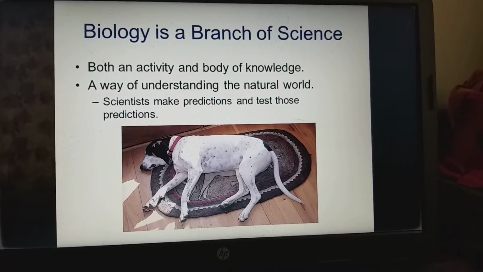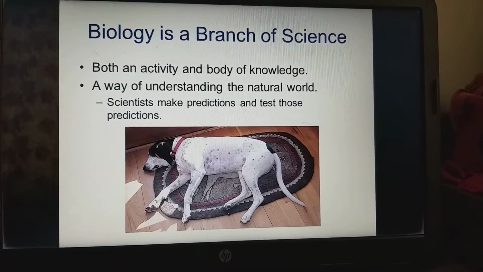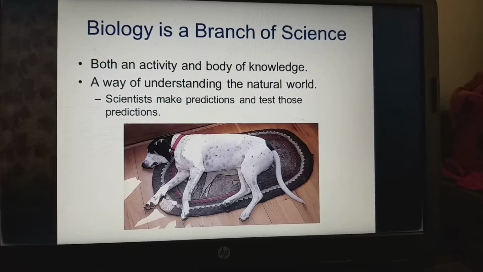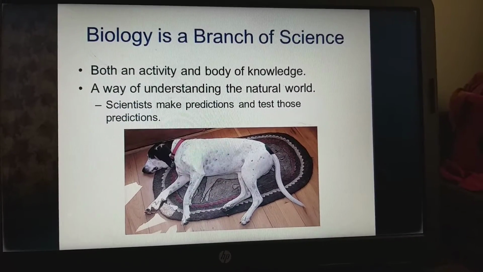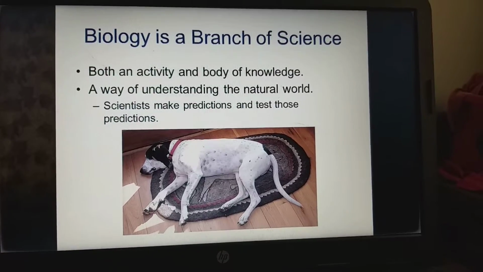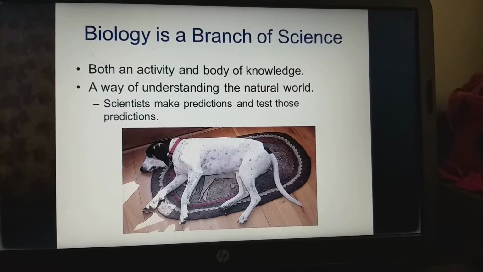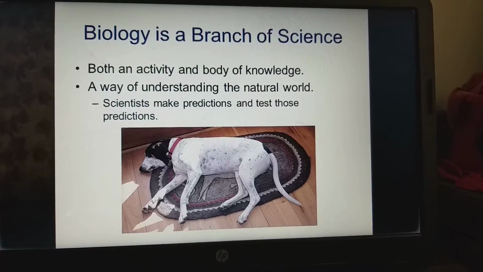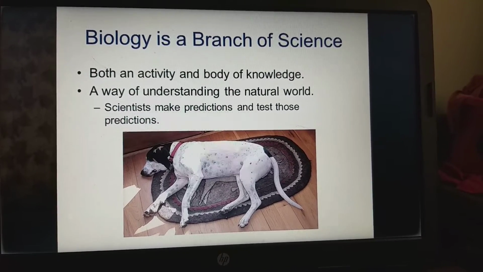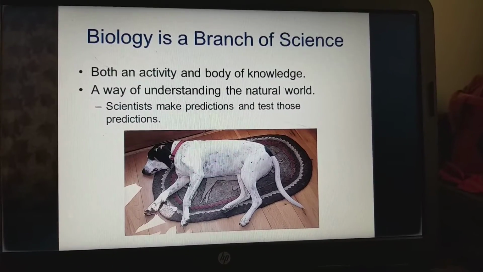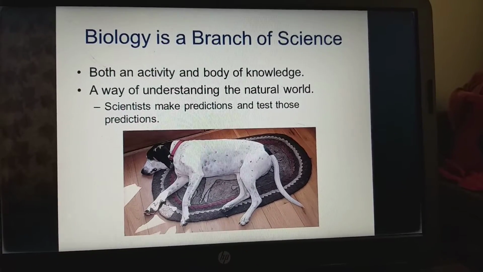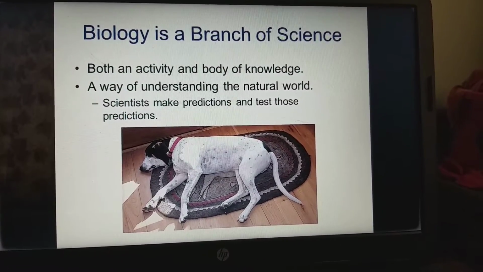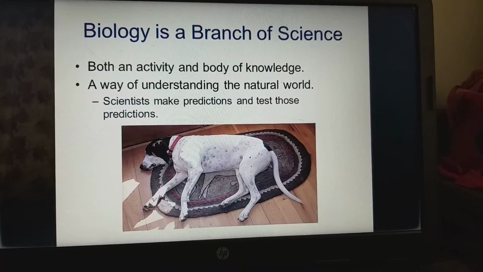Biology is a branch of science, both an activity and a body of language. So we are studying the behavior of the dogs and everything, because from the knowledge of the body and how it is responding. So these are the examples. A way of understanding the natural world. Scientists may predict and test these predictions. For example, I am telling that bacteria will live more in high temperature. So that is my prediction. We have to test whether it may live or may not live.